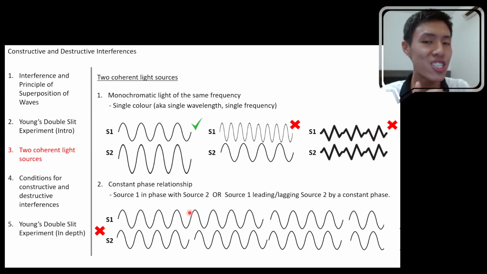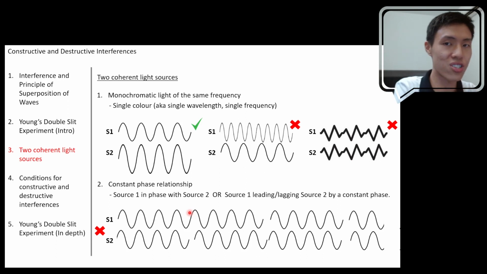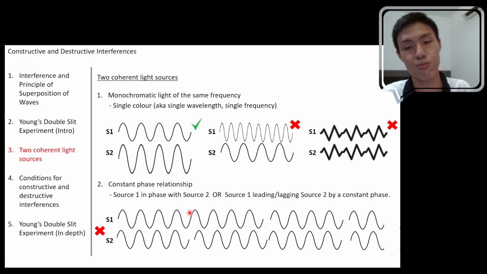So the relationship keeps on changing throughout the journey of the light wave, or throughout the experiment. The relationship changes from in phase, to out of phase, to in phase, to out of phase. If it's changing throughout the experiment, then the phase relationship is not constant. So in that case, we can say source 1 and source 2 are not coherent with each other.